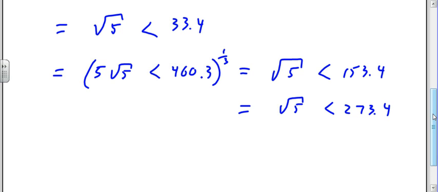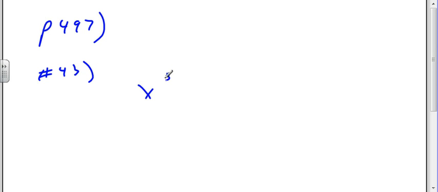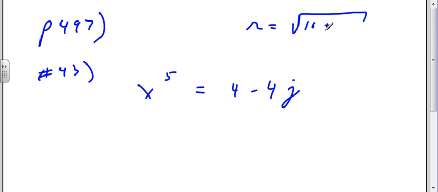All right, let's do 43 on page 497. So we're going to be on page 497, and we do number 43, and we have x to the fifth is equal to 4 minus 4j. Way to go. Just write the problem wrong. See if I can. All right, so r is going to be square root of 16 plus 16, square root of 32. So that's going to be 4 square root of 2, right?